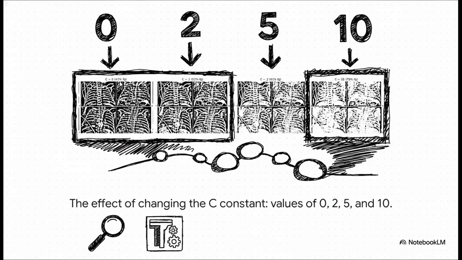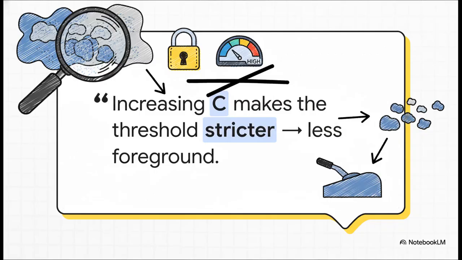And you can see the effect plain as day right here. We're looking at results with C set to 0, 2, 5, and 10. Now watch what happens as we increase C, moving from left to right. See how the amount of white, the foreground pixels, just starts to shrink? We're effectively making the threshold stricter and stricter with each step. So the key takeaway is this. Increasing C gives you direct manual control to make that threshold stricter, which means you end up with fewer foreground pixels. It's the final lever you get to pull to get your segmentation looking just right.